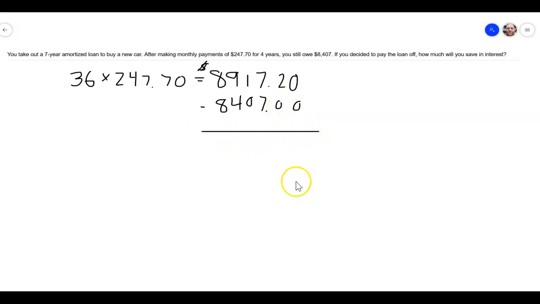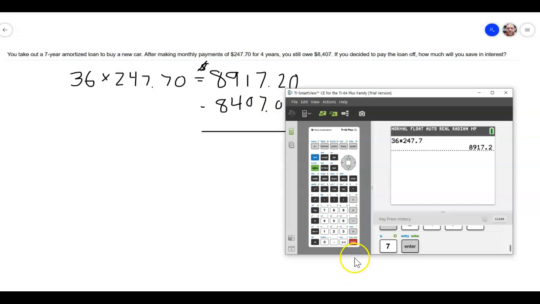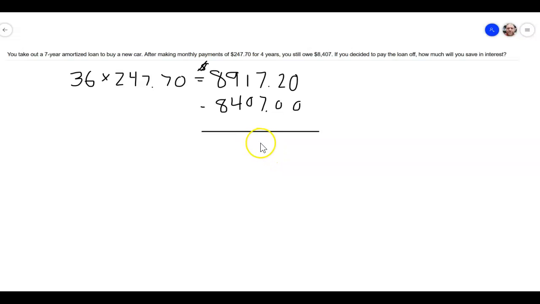Well, it's a simple subtraction problem, so let's just subtract that 8407. We would save $510.20, and that is your answer. So nice, easy one in there. There's not a lot of formulas, just a little bit of common sense.